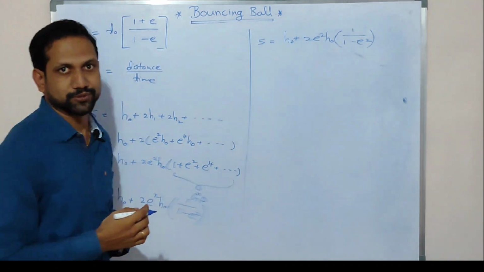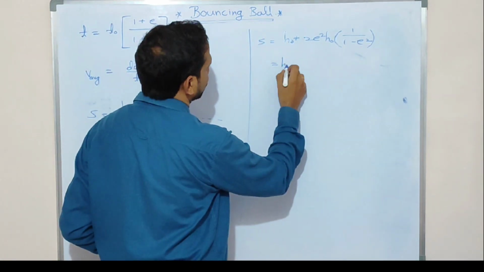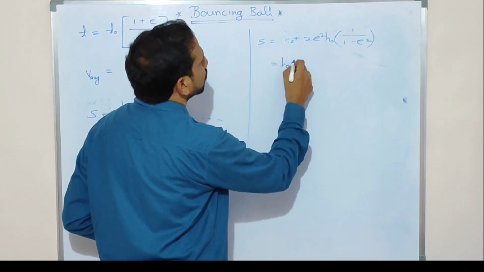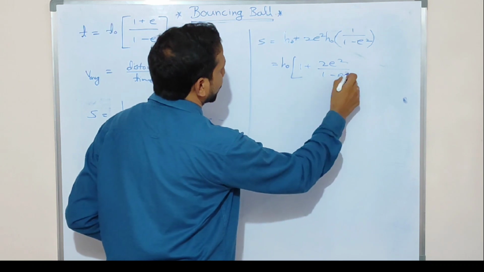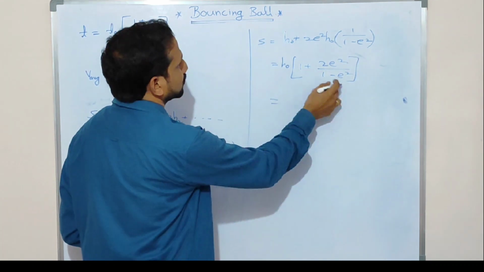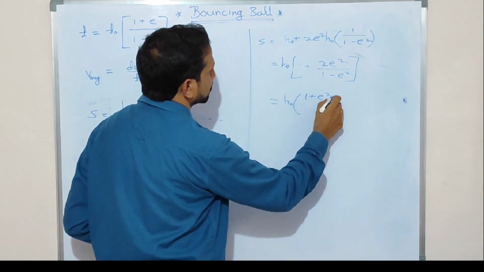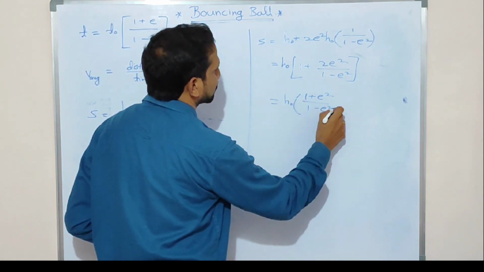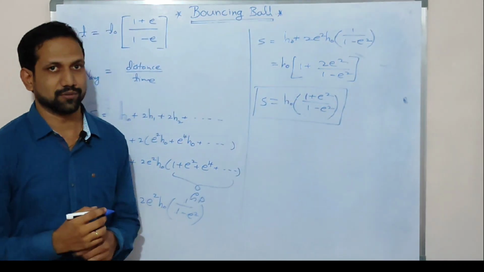Now from here I can take h naught common: h naught into (1 plus 2e square by 1 minus e square), and if you rearrange this, h naught into (1 plus e square) by (1 minus e square). So this is the total distance traveled before it comes to rest.